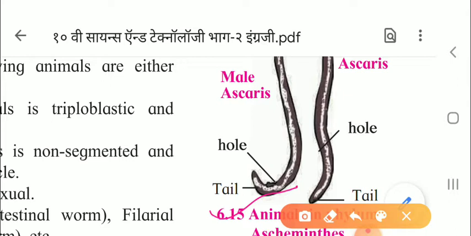But one thing you might have noticed, children, here, that this male Ascaris, in comparison with the female Ascaris, has a short length. So this is the characteristic by which, if this specimen is kept for your exam or practical exam, you can understand which one is the male Ascaris and which one is the female Ascaris. Hope you might have understood, children.